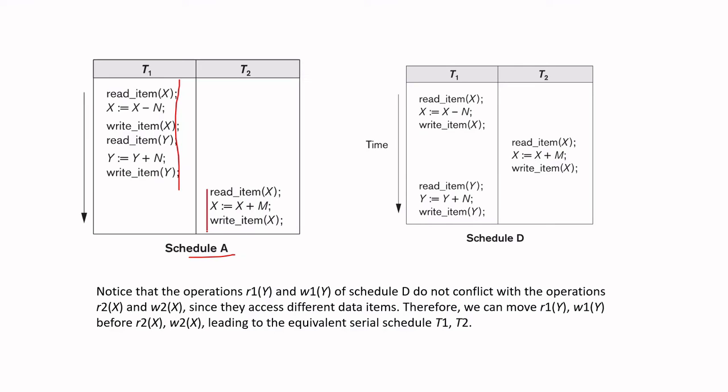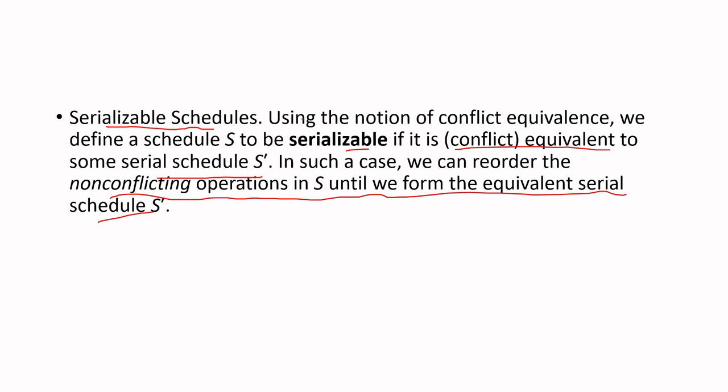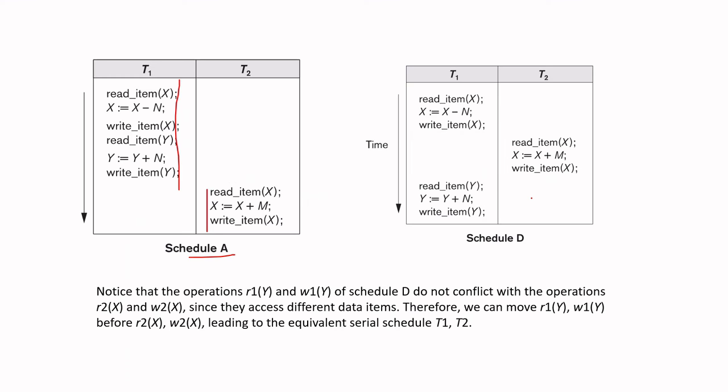Now, can we come up with a conflict equivalent serializable schedule? What we said is that non-conflicting operations can be reordered. If we look at these operations, read item y, y equals y plus n, write item y, they do not conflict with these other operations. Although they belong to two different transactions, they do not access the same data item, so they are not conflicting operations, and we can move this down later. That is what is done in schedule D, where we have the same transactions T1 and T2, but the non-conflicting operations are moved later so that we have interleaved operations. And we saw that schedule D has the same results as schedule A.